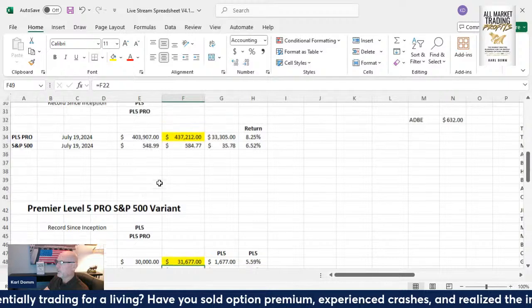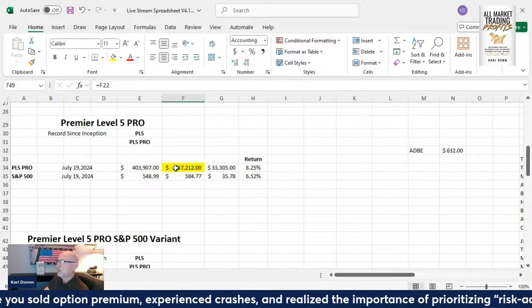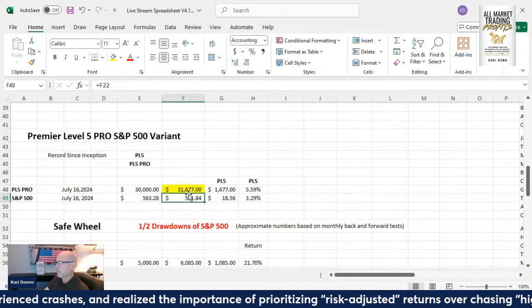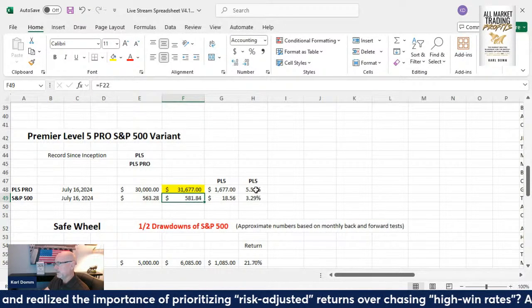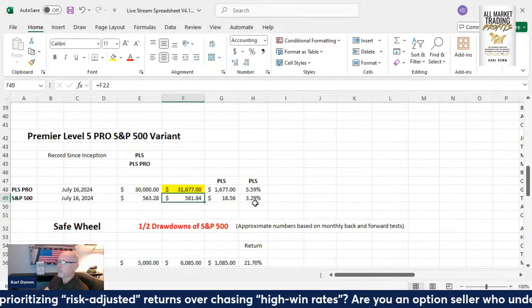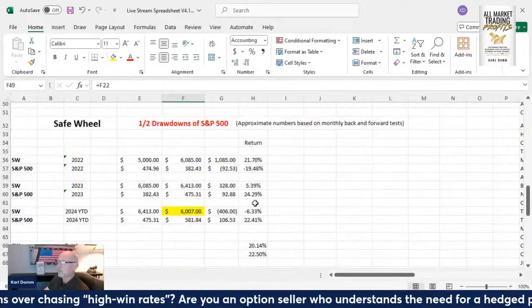So if the S&P is down, this one will be down less. As opposed to the PL5 Pro, where I don't want to be down at all. So that's the difference really. The variant's going to go down with the market, but it'll outperform. Well, it is outperforming, 5.59% versus 3.29%. Okay, so that's the variant, one of the variants that I run.